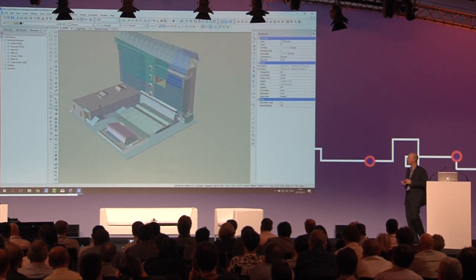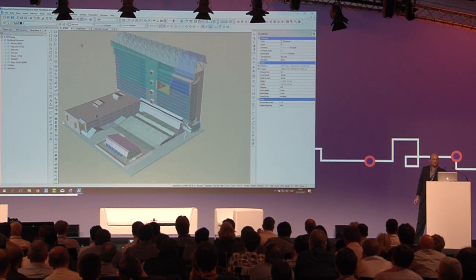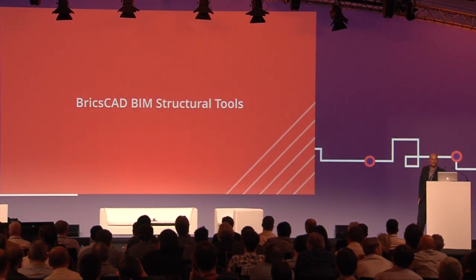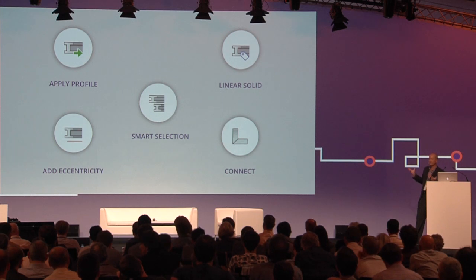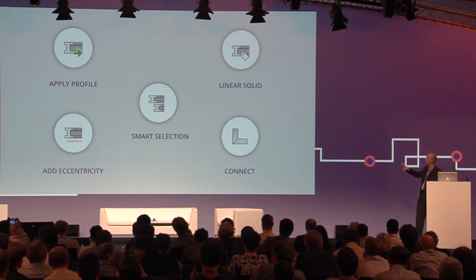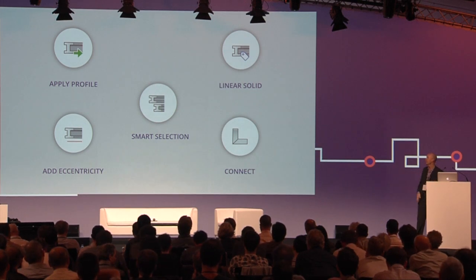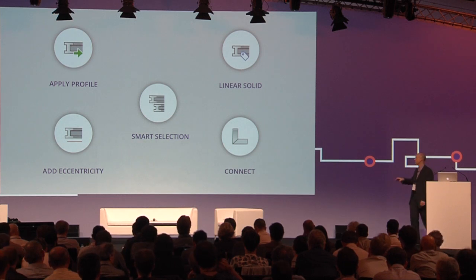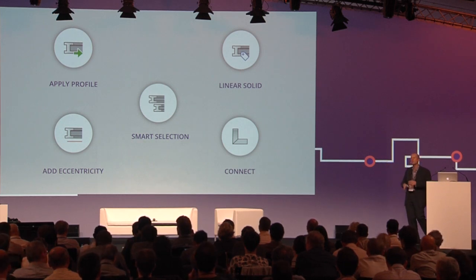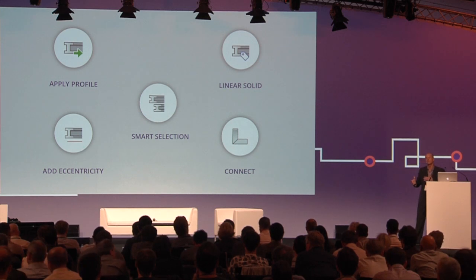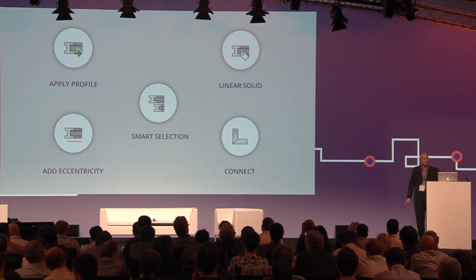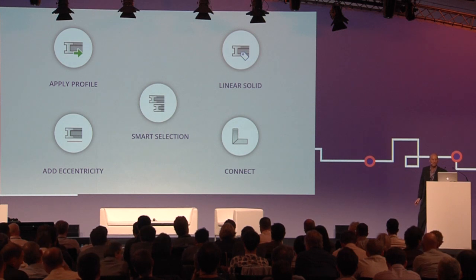Thanks, Jacob. Now I think we can talk about a few of the features really quick. So this is the set of structural tools. You saw us use Apply Profile a lot and Linear Solid a lot, and there's a number of different ways to use them and use them in combination. The Smart Selection we touched on, and we could have also shown that in more depth where you can select that for coplanar axes or planar axes, and you have different options that you can control through and select as well. And then connect, and then add eccentricity is another one.